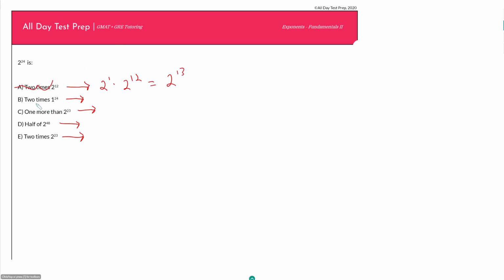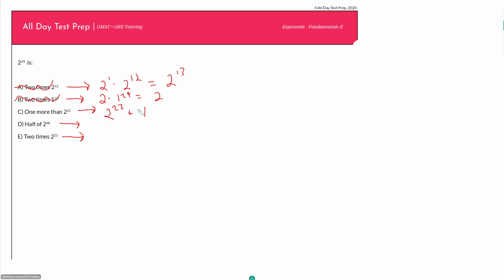So this is out. Next, 2 times 1 to the 24th. Well, 1 raised to anything is just going to be 1. So 2 times 1 to the 24th is just the same as 2 times 1, which is just 2. Definitely not equal to 2 to the 24th. Next, 1 more than 2 to the 23rd. That would be 2 to the 23rd plus 1.